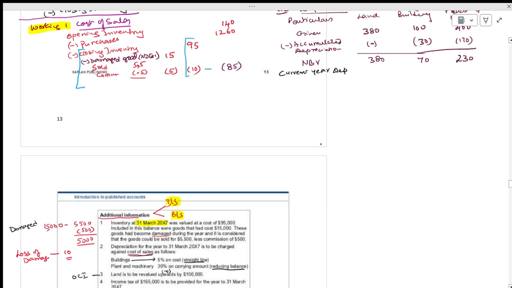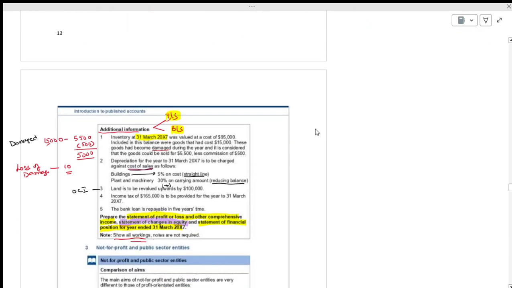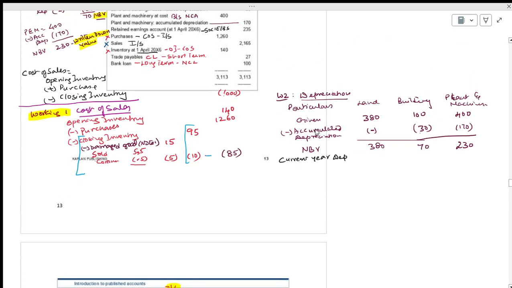How much do they say in point number 2, current year depreciation? 5% on straight line. Straight line means on the beginning value. If it is straight line, I will say buildings are on the straight line method. There is no doubt on that. This is the straight line method.